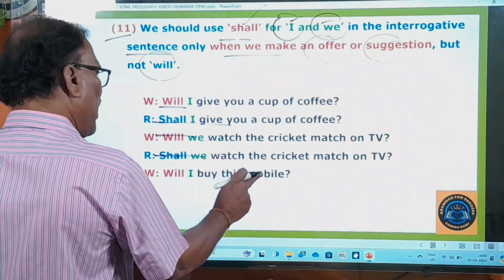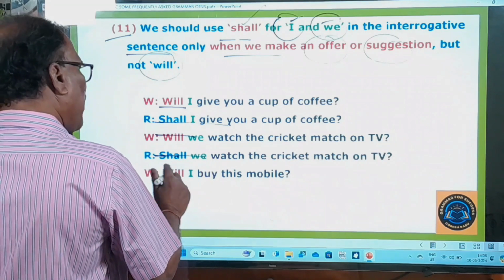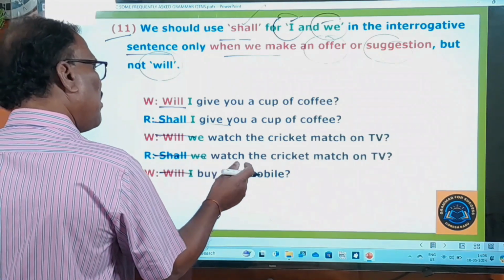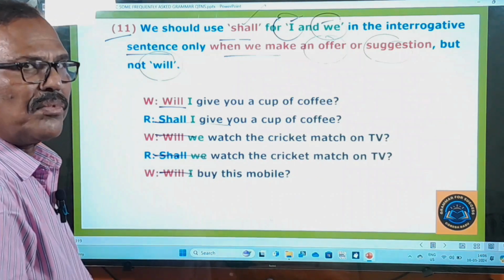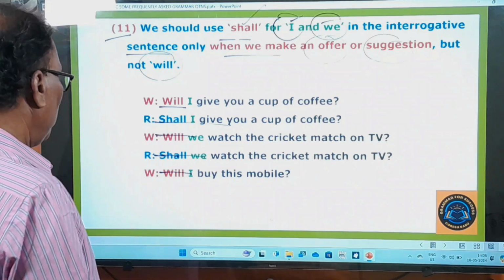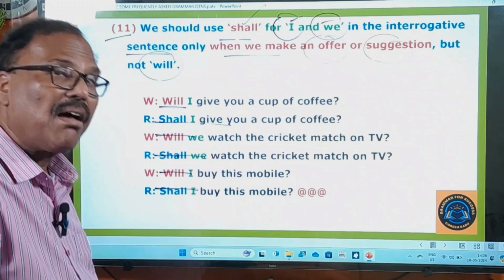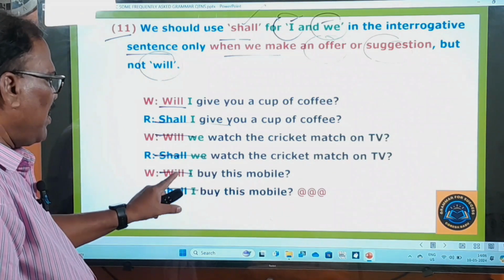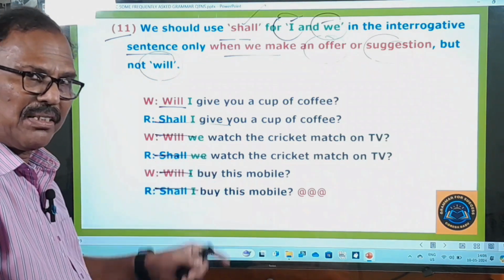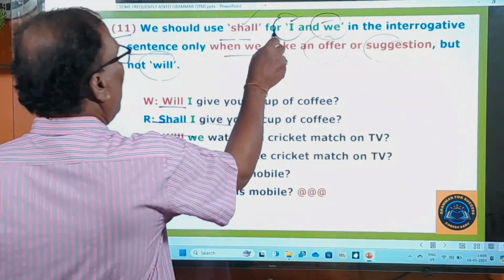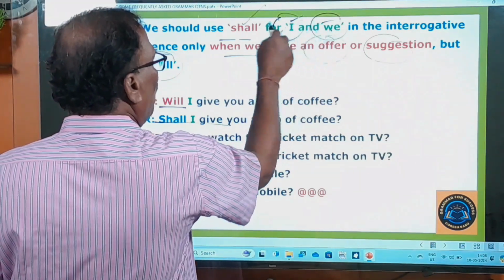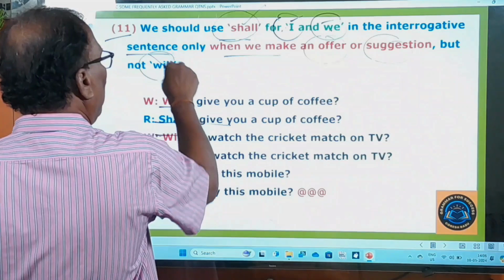Will I buy this mobile? Will I buy? The meaning of this is ఈ మొబైల్ కొంటానా, కాదు. Shall I buy this mobile? ఈ మొబైల్ కొనాలా? See the meaning of these two things. Will I and meaning vastundi, shall I and meaning. So please, with the I and we, first person singular and plural, we should use only shall but not will.